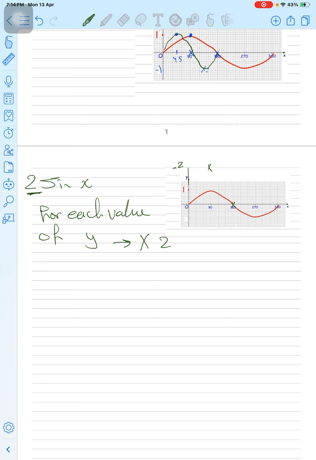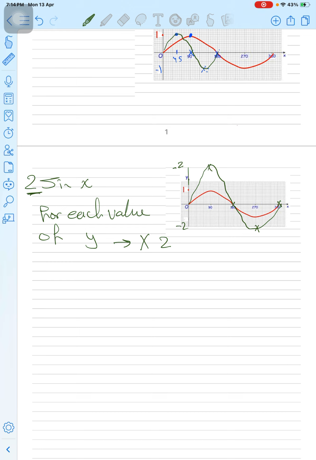180 will be the same because it's 180 and 0. 270 will be down to minus 2, and this will be like this. So I will go like this in this form. So you can also see this is what happens with 2 sine x.